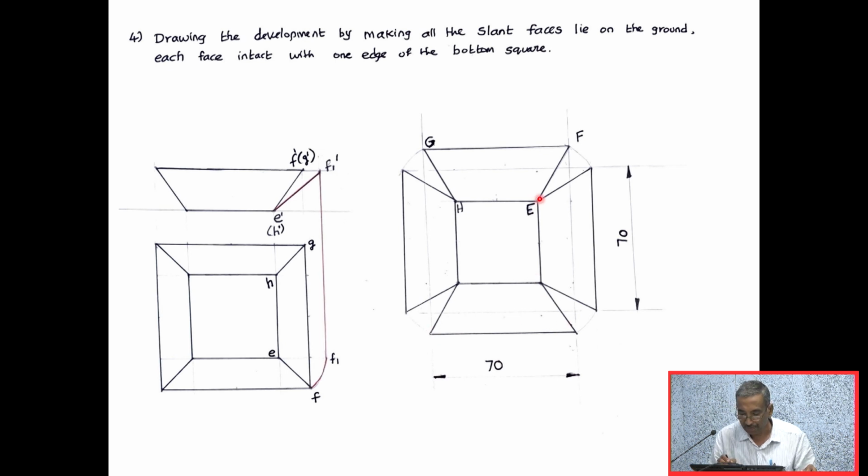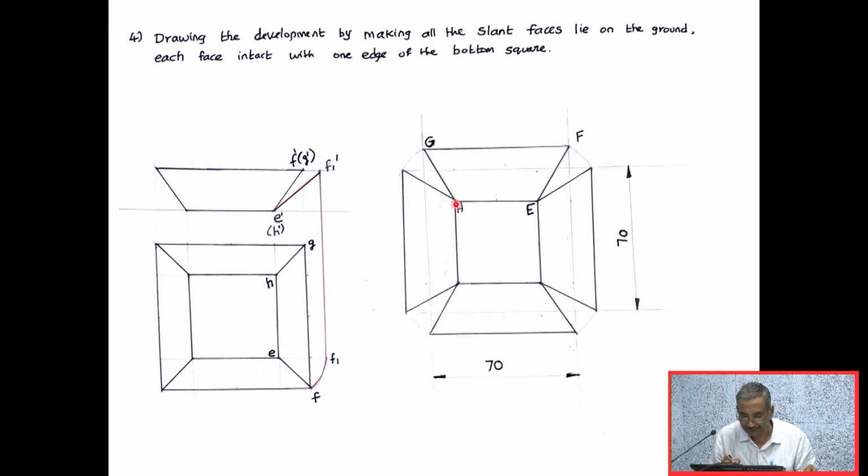Then I am having this vertical line for a length of 40 mm. I have the center point of this vertical line. From this point, you draw a horizontal line at a distance of 35 mm. Again, from this point, you draw another horizontal line at the bottom at a distance of 35 mm. So the distance between these two horizontal lines will be 70 mm.